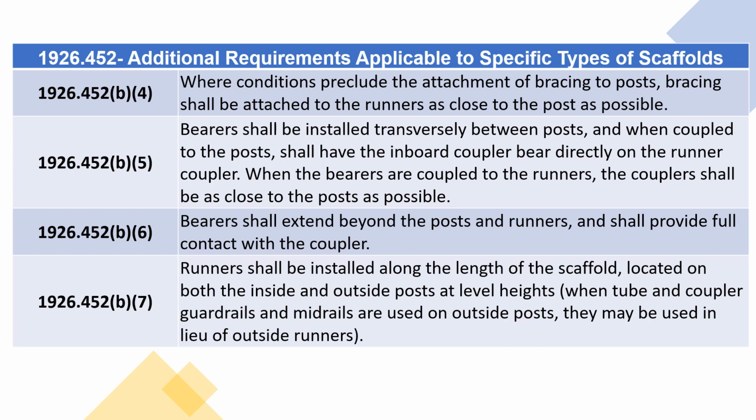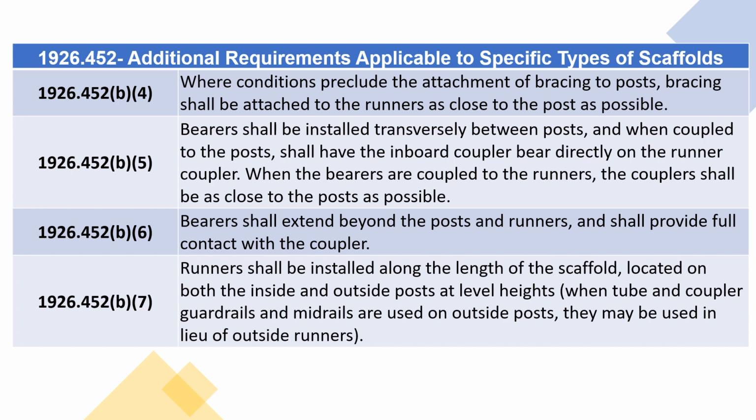1926.452 B5. Bearers shall be installed transversely between posts, and when coupled to the posts, shall have the inboard coupler bear directly on the runner coupler. When the bearers are coupled to the runners, the couplers shall be as close to the posts as possible. 1926.452 B6. Bearers shall extend beyond the posts and runners, and shall provide full contact with the coupler.